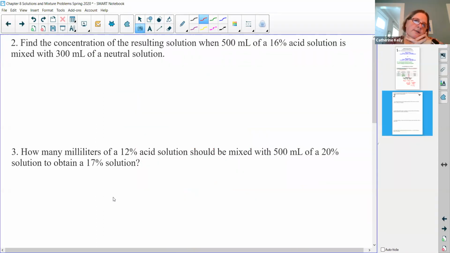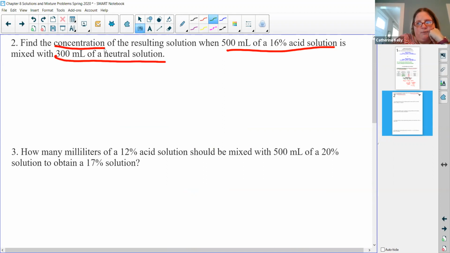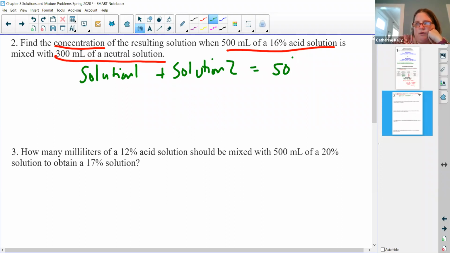So you can pause this, figure it out, and then push play when you're ready. If I have to find the concentration of the resulting solution when 500 milliliters of a 16% acid solution is mixed with 300 milliliters of neutral solution, I'm going to say that's one type and that's another type, and I'm looking for the concentration of the third one. So solution 1 plus solution 2 is going to equal solution 3.